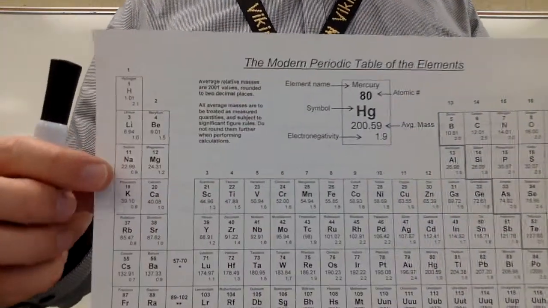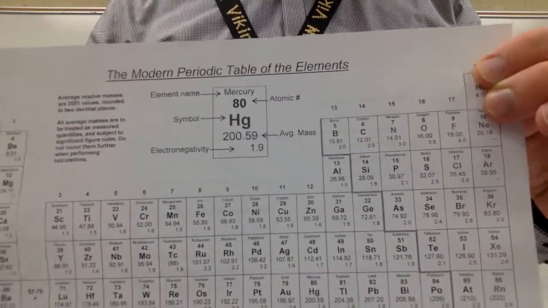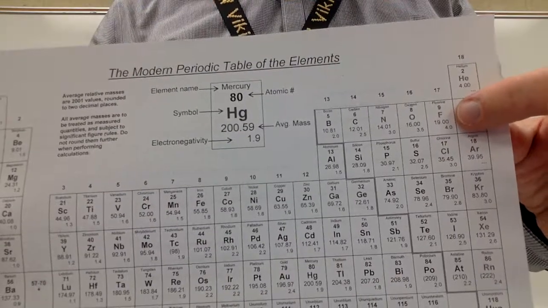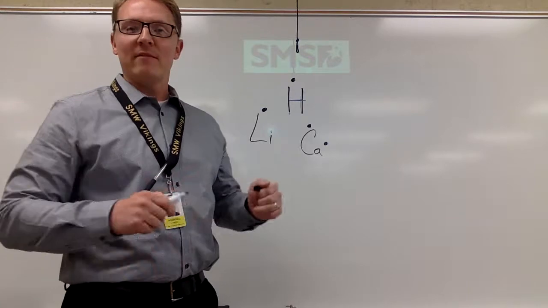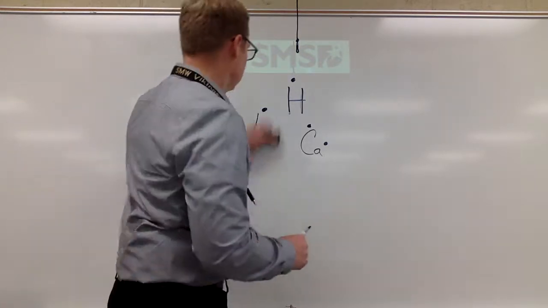So let me show you one real quick from our halogens. Let's go with fluorine. We talk about fluorine all the time. Fluorine, in that family, they all have 7 valence electrons.